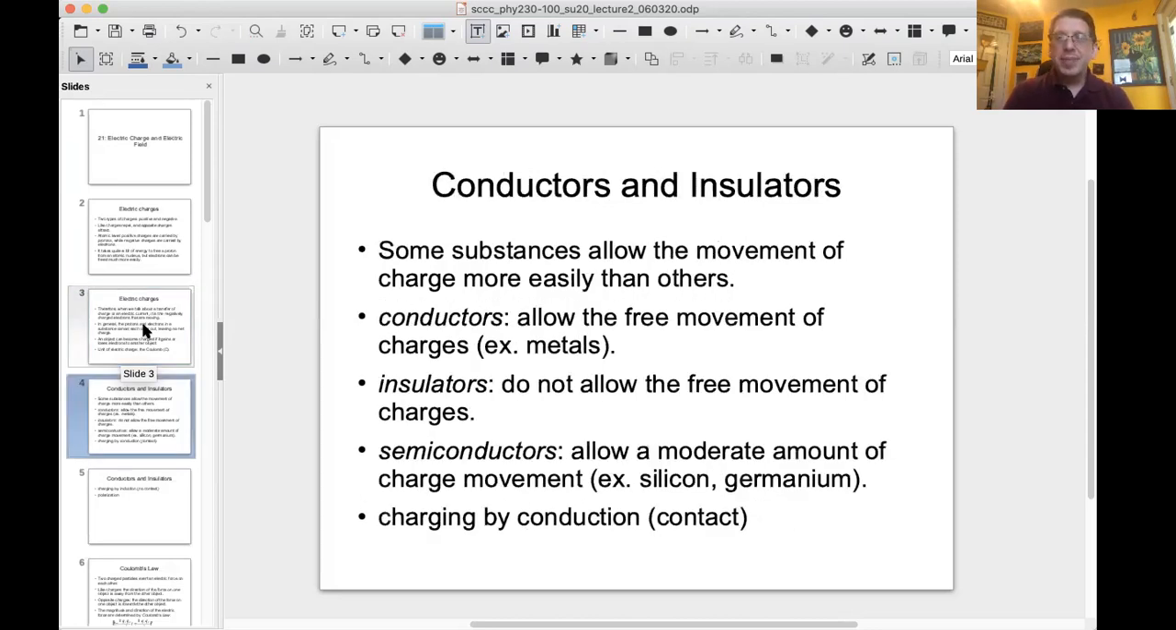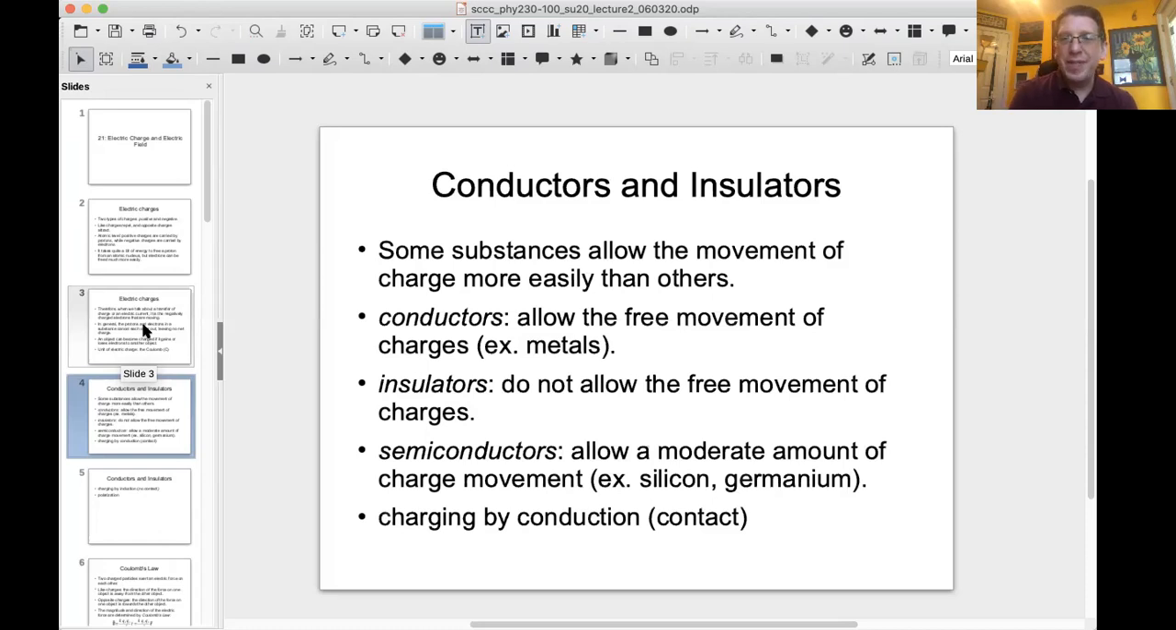So some substances allow the movement of charge more easily than others. As far as why that's the case, it's not something that's easy to talk about at this level. You really need to get into the quantum mechanics of it, and that's more for a modern physics course, which maybe some of you will get to.